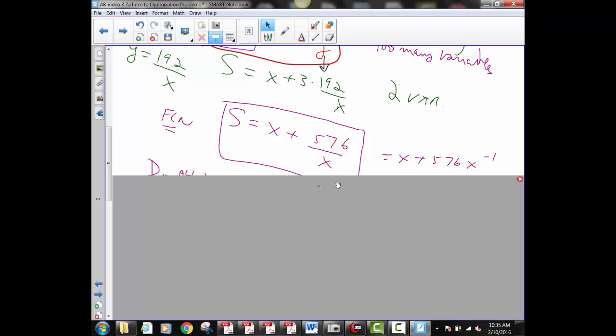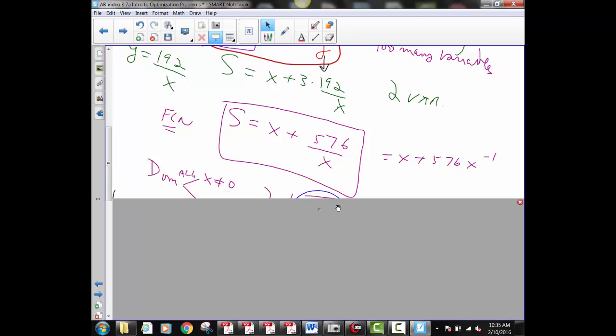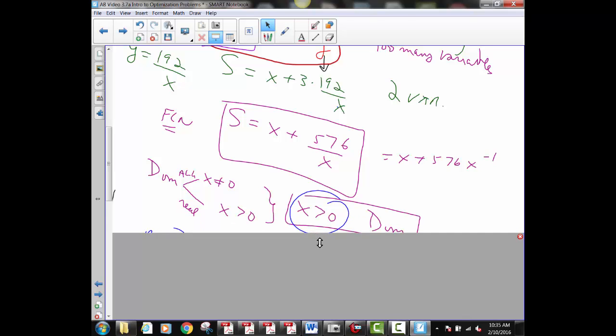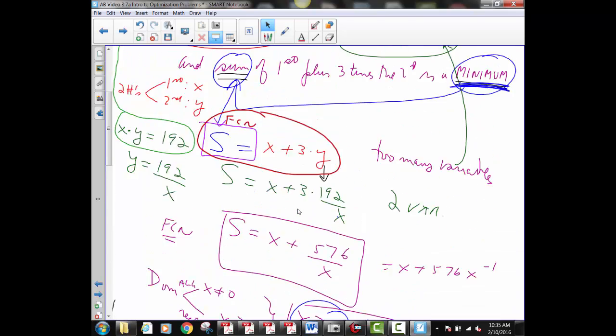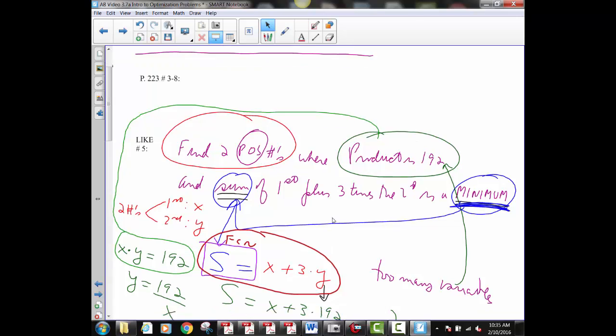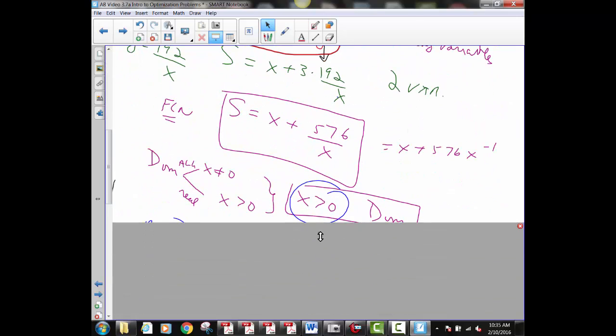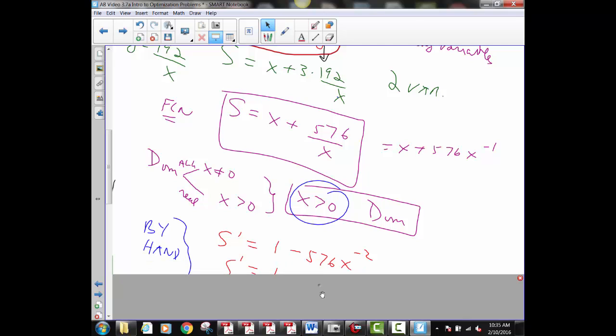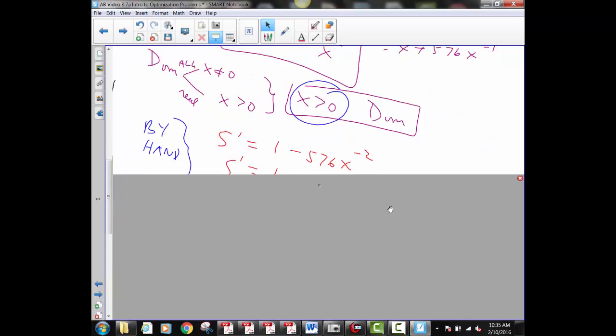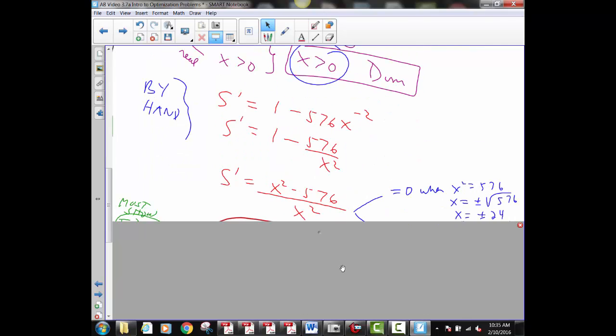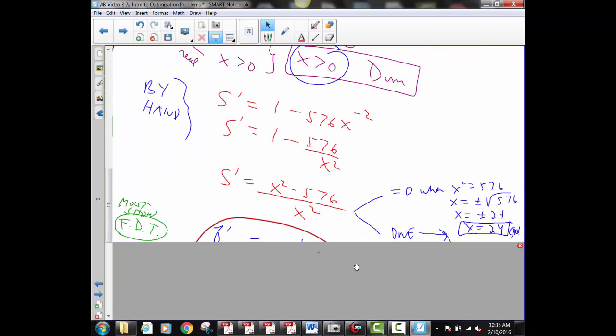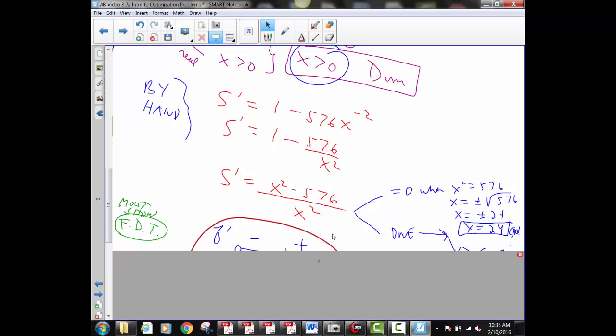Now, if we were doing this by hand, and I'm going to go through this very quickly, let's talk about domain first. The algebraic domain is x cannot be equal to 0. The real world domain is that x has to be positive because the question said find two positive numbers. So the actual domain is x is greater than 0. If you were doing it by hand, let's rewrite S this way. There's the first derivative. There it is with a positive exponent. There it is as a single simplified fraction.